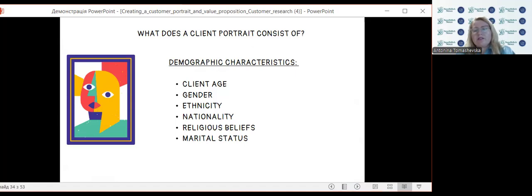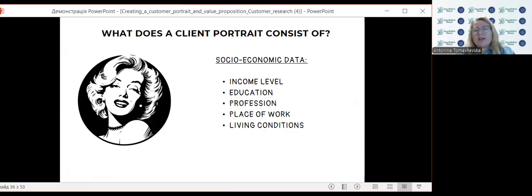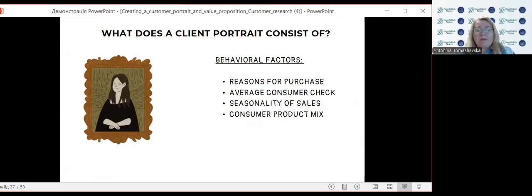What does a client's portrait consist of? Demographic characteristics: client age, gender, ethnicity, nationality, religious beliefs, marital status. Psychography: emotions, motivation, interests, problems, values, habits. Socioeconomic data: income level, education, profession, place of work, living conditions. Behavioral factors: reason for purchase, average consumer check, seasonality of sales, consumer products mix.